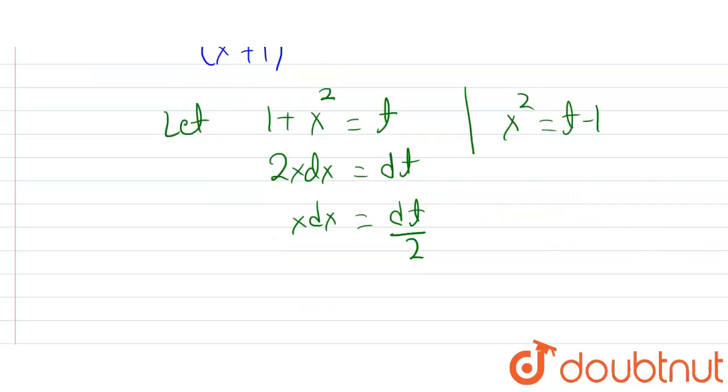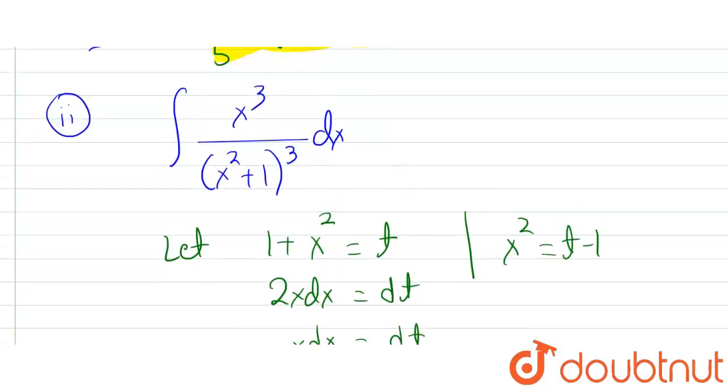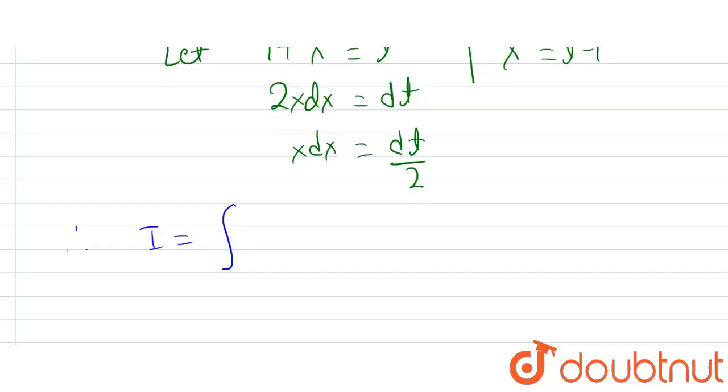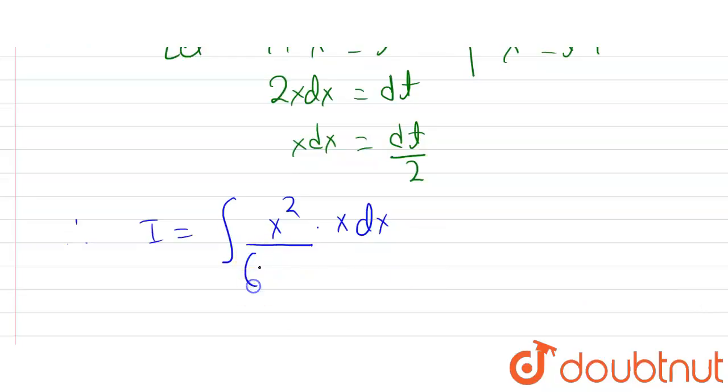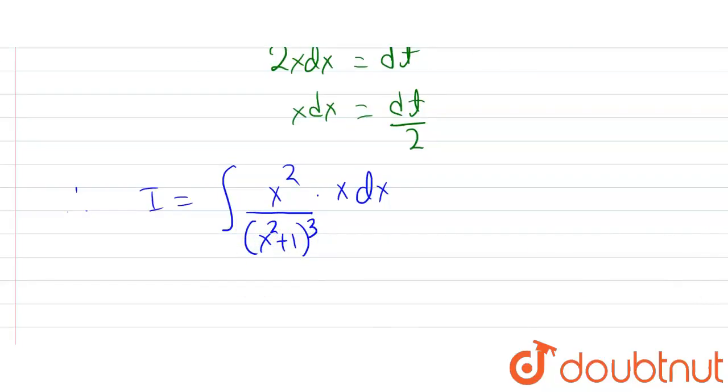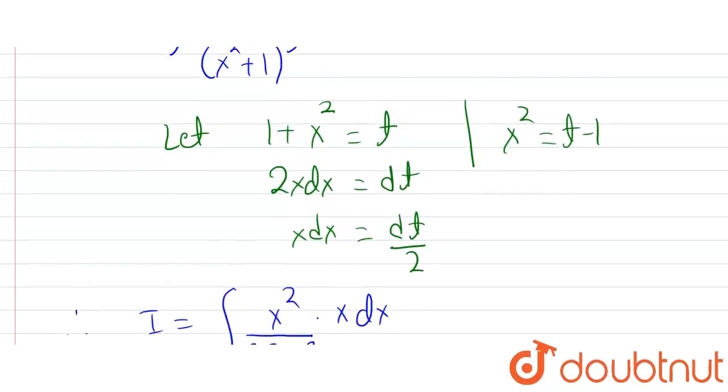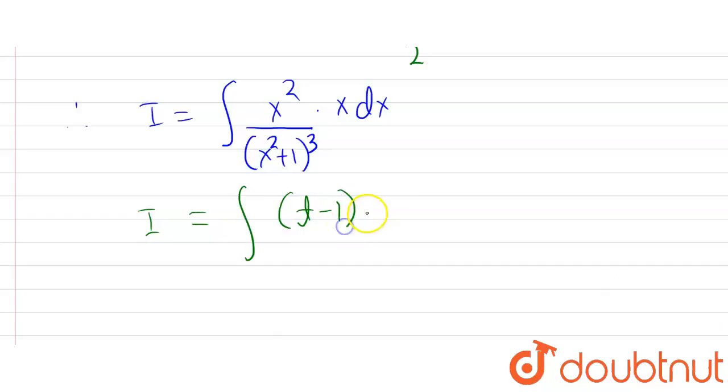Now let's substitute this value into the given expression. Therefore I, where I represents the integral, equals the integral of x cube, which can be written as x square into x, and dx is already present, upon x square plus 1 whole to the power 3 in the denominator. Now let's substitute the values. I equals the integral of, x square is t minus 1, so we write t minus 1, into x dx which is dt by 2, upon x square plus 1 whole to the power 3, which is t cube.